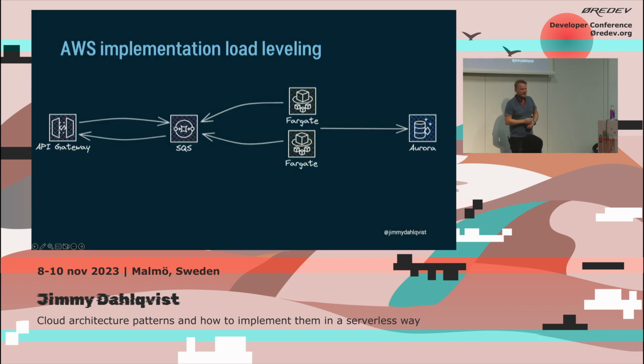A simple way, describing what I just said: API gateway to SQS, and then we have our consumers, in this case illustrated by Fargate. And then we could protect our Lambda or Aurora database and have a smaller instance and level the load.